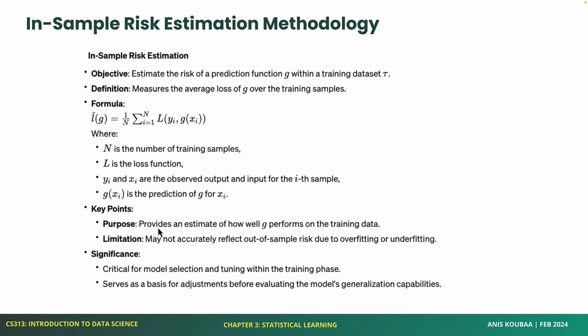The purpose is to provide an estimate on how well the function J performs on the training data when we train it on different types of data sets. The limitation is that it may not accurately reflect out-of-sample risk due to overfitting and underfitting. So this is a way just to average among all the possible combinations of data within the data set, and this is what we call the in-sample risk estimation.